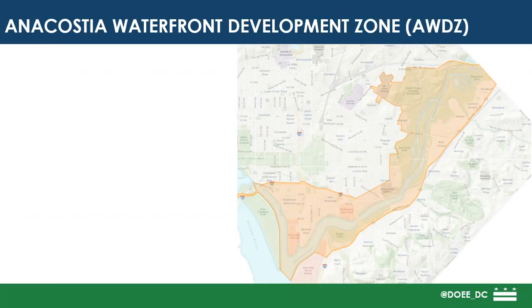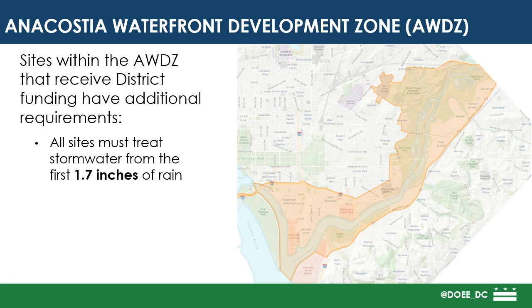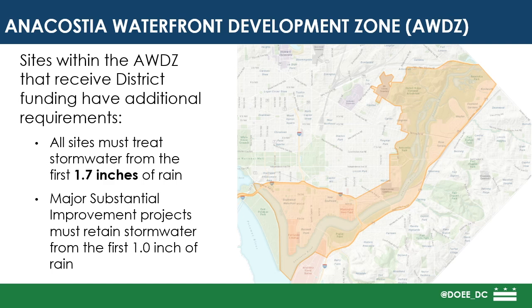Additional requirements may apply to your project if it's located within the Anacostia Waterfront Development Zone, or AWDZ, which is outlined in red on this map. For a project to trigger these additional requirements, it must be located within the highlighted area and receive funding from the district government. If both of those conditions are met, all sites must treat stormwater from the first 1.7 inches of rain, and major substantial improvement projects must retain stormwater from the first inch of rain.